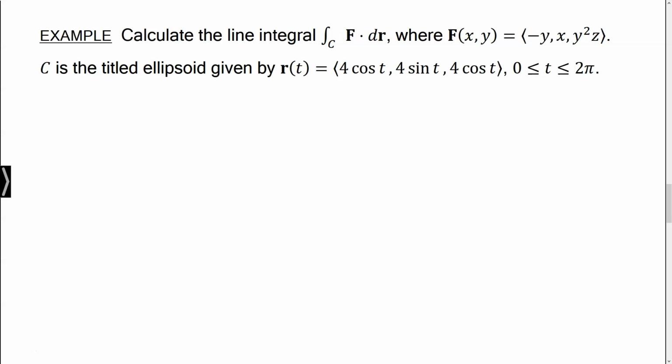Now let me go to CalcPlot3D and show you what the vector field looks like and also what this ellipsoid looks like. It's not really a tilted ellipsoid, I guess it's a tilted ellipse. I don't know why I put ellipsoid. I'll correct that in the original. But anyway, here's what it looks like.